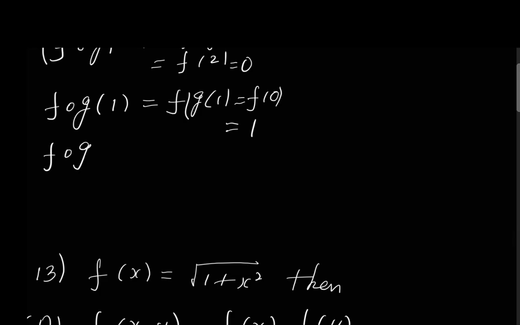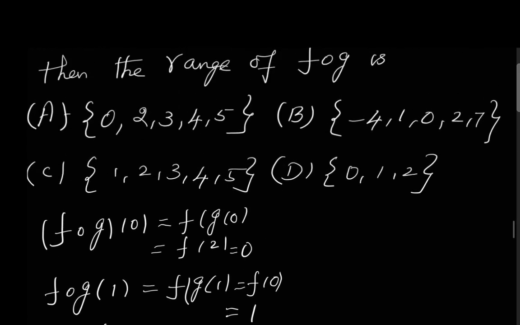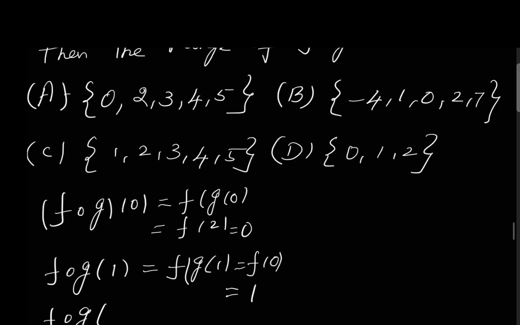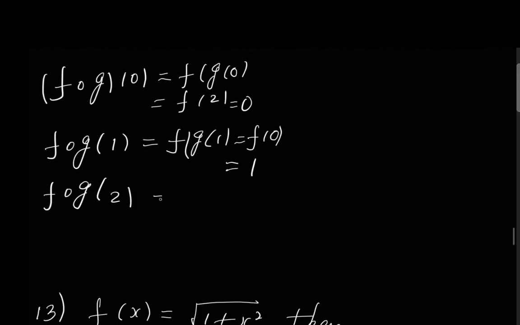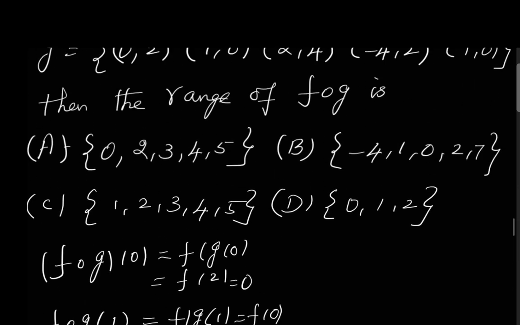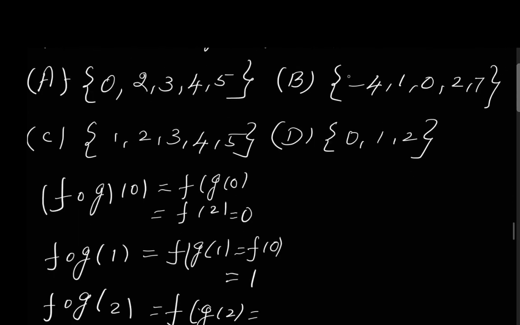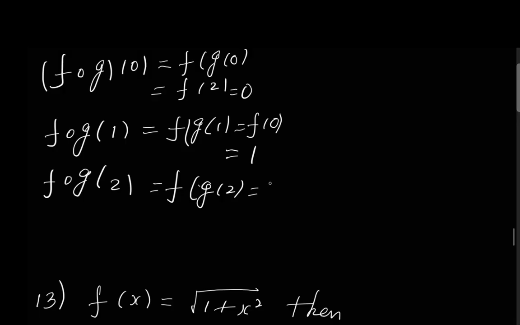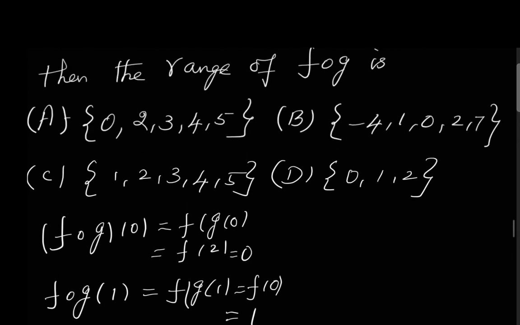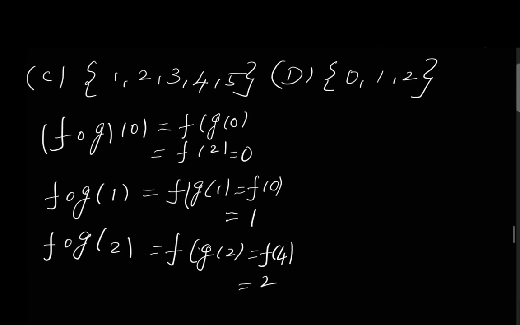Then F dot G of 2. So F of G of 2. G of 2 is 4. 4 goes to 2. So here G of 2 is 4. So F of 4. This F of 4 value is 2. And then you find minus 4.